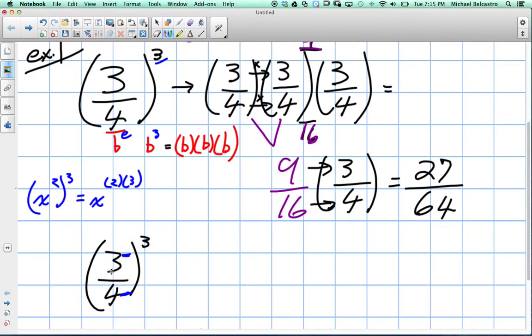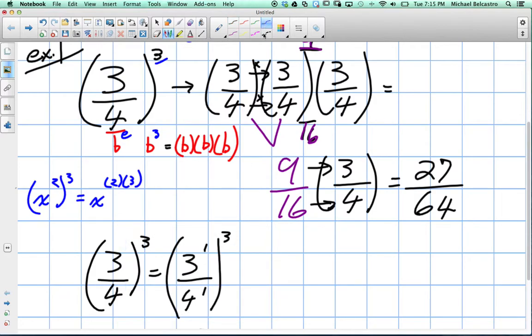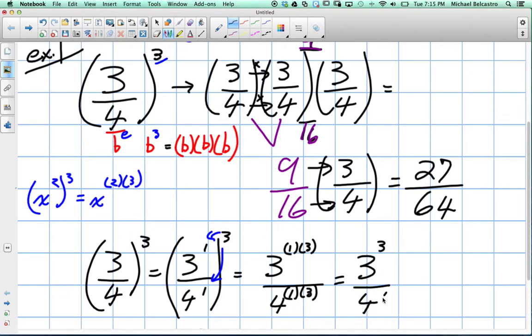In this case, what powers are the 3 and the 4 to right now? There's nothing written there. They're to the power of 1. So let's rewrite it like that, and you'll notice this looks very similar to the power of a power question. All of this is to the power of 3, so we bring that 3 in and multiply it by both those powers. What's 1 times 3? 3. So 3 to the power of 3, 4 to the power of 3.